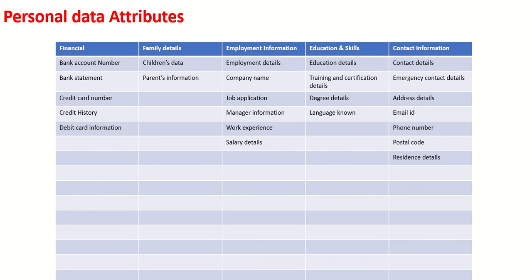This way I have categorized the personal data attributes, or PII, personally identifiable information, so that you don't have any confusion when you identify the attributes of personal data within your organization. This will help you a lot.